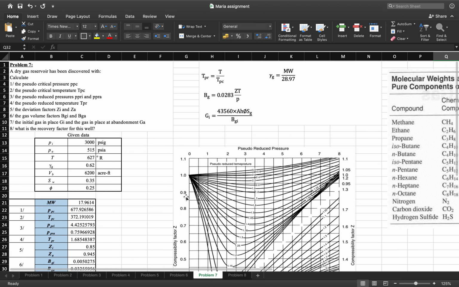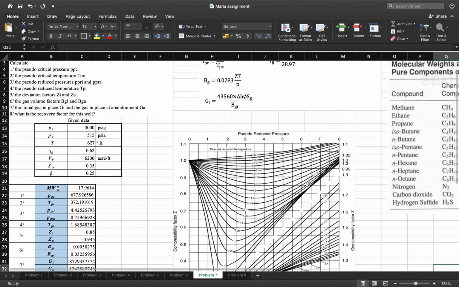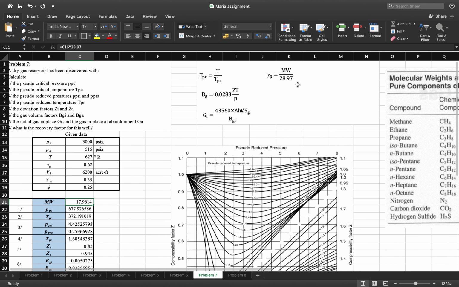In problem 7, they give you the first one, dry gas, and they want you to calculate items 1 to 8. So the first one, you have the MW. Here I have the formula of MW. By using the input parameters here, you multiply with 28.97. Same here, you have the MW here.